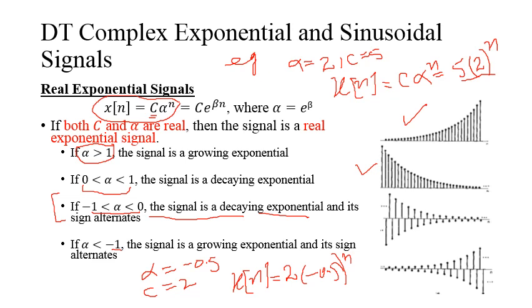So if you take the square power of -2, it will be exponentially growing. But because there is a minus involved, it will be alternating. So you see, the resulting signal is exponentially growing, but it is alternating in sign. Okay, so for even values of n it will be positive, and for odd values of n it will be negative.